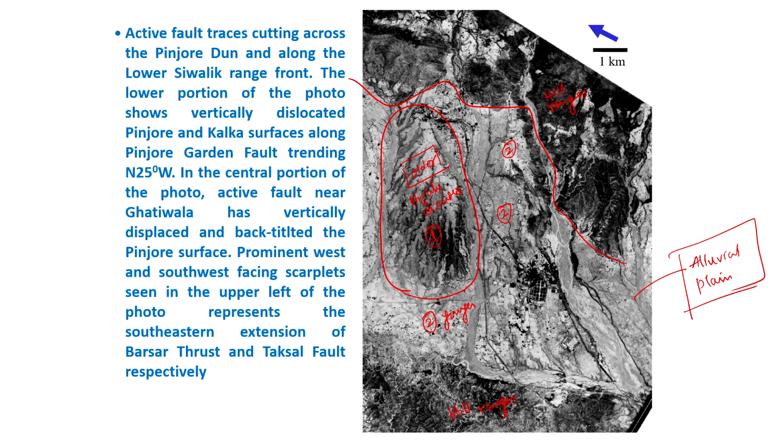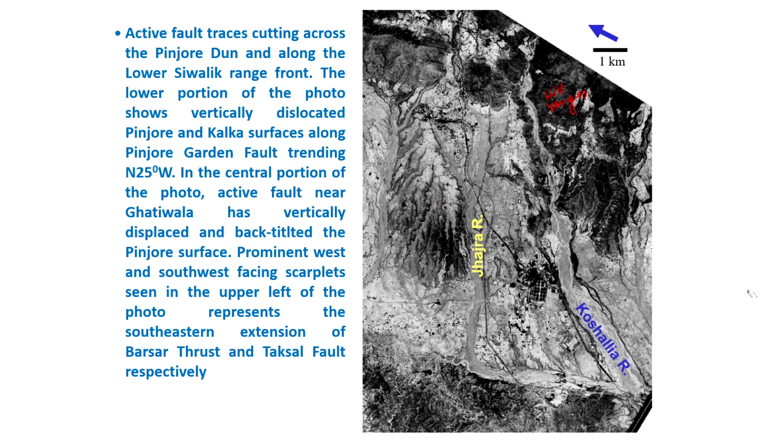Now in this, if I mark right now, then you have multiple faults which are crossing this area. So these are the rivers which are flowing in this area, and this is not very far from Chandigarh, and this area is known as Pinjore Dune actually. Since you have hills here, you can mark it here. So these are hills, and this you are also having hills, and in between you are having the alluvial plain.